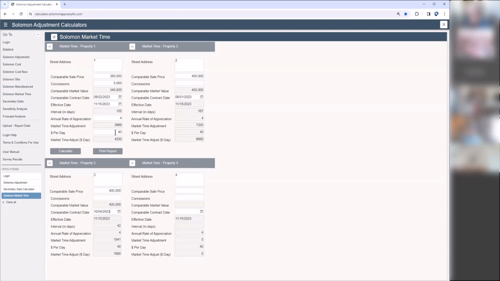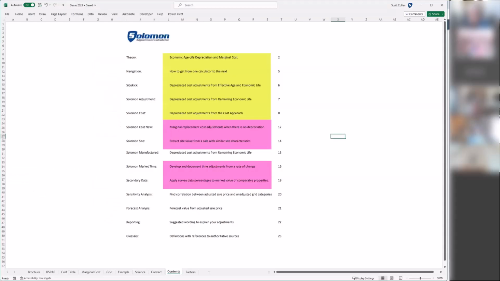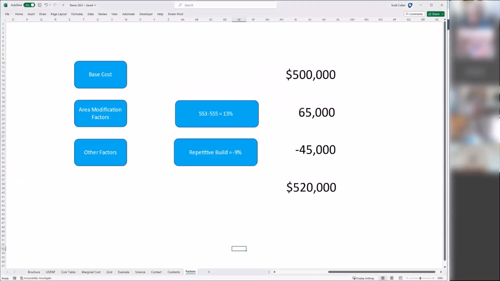So the next step, we're going to talk about how cost data works, so we get a better handle on the last 2 topics today, and that's kind of where the fun starts. Those are a little more complex. So cost data is published as a base cost, and let's assume that it's $500,000 for a particular house.